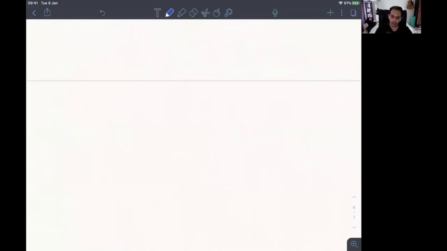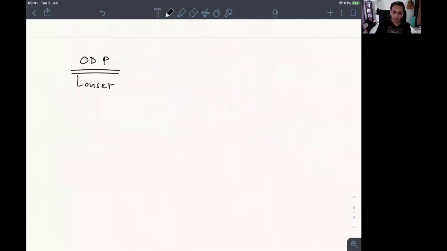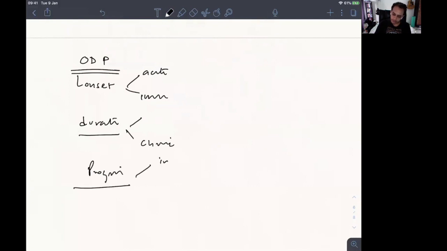Now, there are other points to look at. So when you're taking history of a patient of vestibular dysfunction and you're taking history of a patient with vertigo, like you take history of any other complaint, the questions you ask is ODP. So you ask for onset, was it acute or is it insidious? You ask for duration, is it short duration or is it chronic? And progress. So is it intermittent or is it continuous?